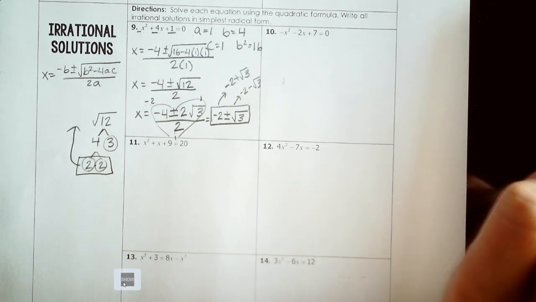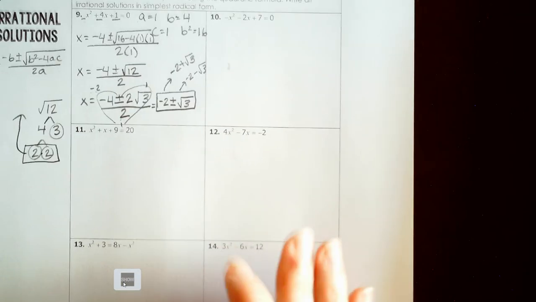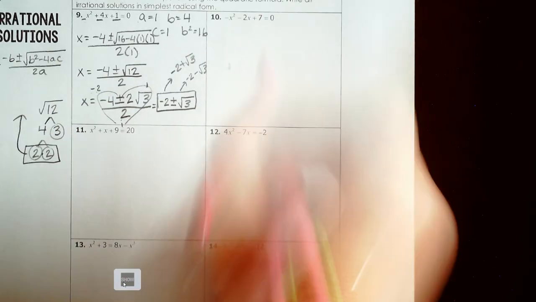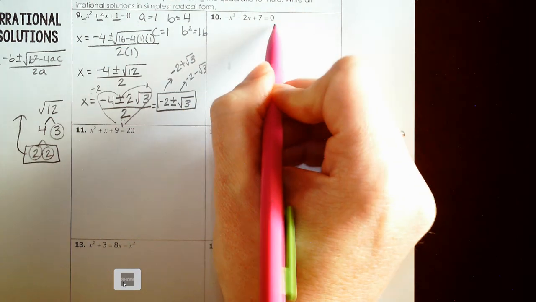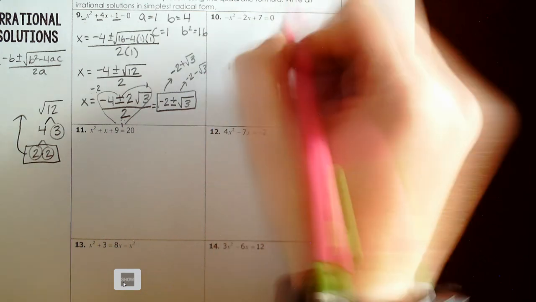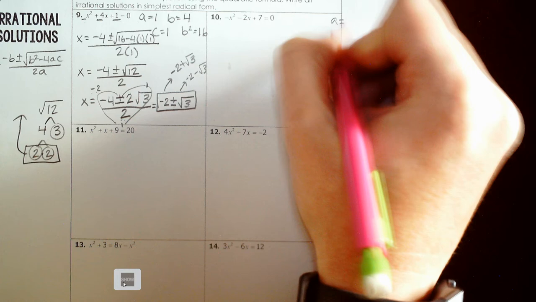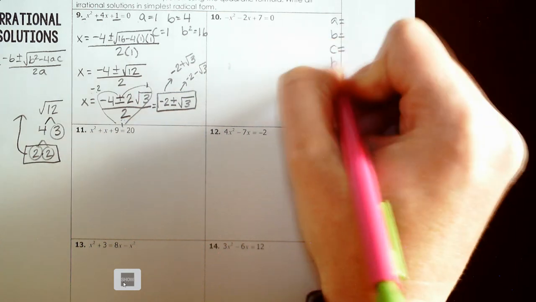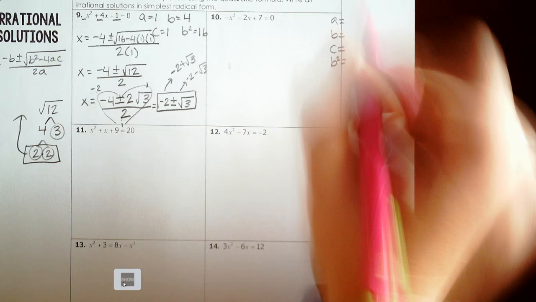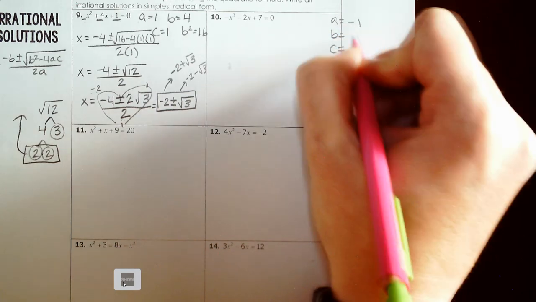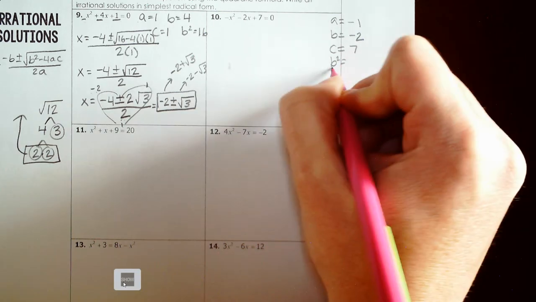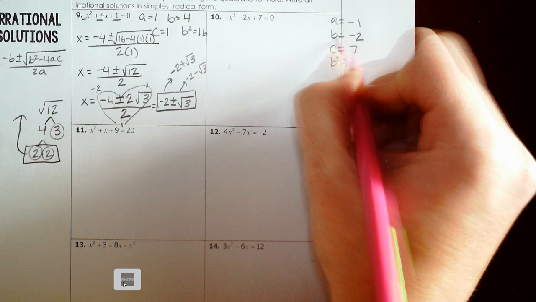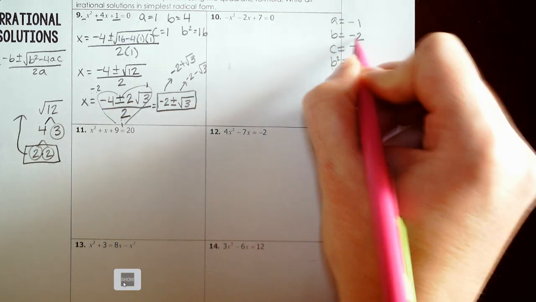Let's do one more of these irrational ones, just so that you have another example. We'll go ahead and do number 10. All right, also in standard form and equal to 0. So we can go ahead and start listing. I'm going to do it over here: A, B, C, and b squared. A in this case is -1, B is -2, C is 7, and then our b squared comes from b. It's always going to be positive, and -2 times -2 is +4.